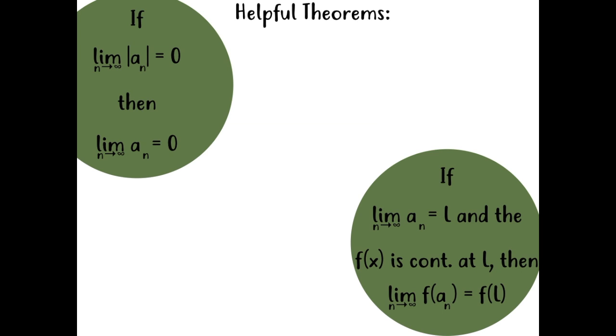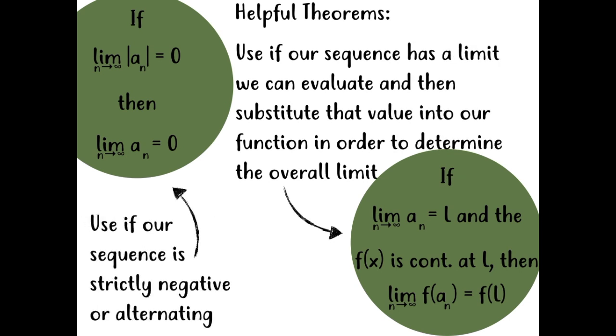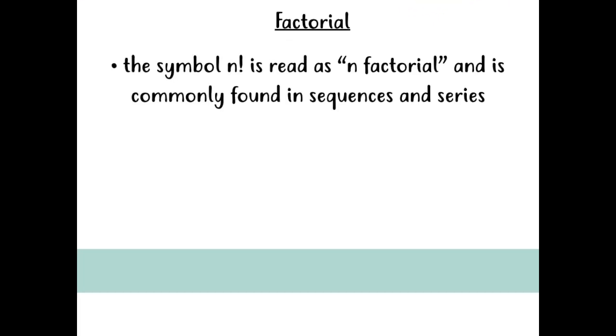We can use this if our sequence has a limit we can evaluate and then substitute that value into our function in order to determine the overall limit. We use the other theorem if our sequence is strictly negative or alternating. One last thing we need to know is what a factorial is. This symbol is read as n factorial and is commonly found in sequences and series.